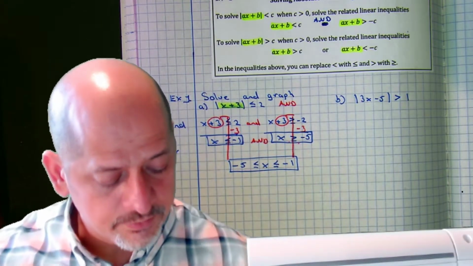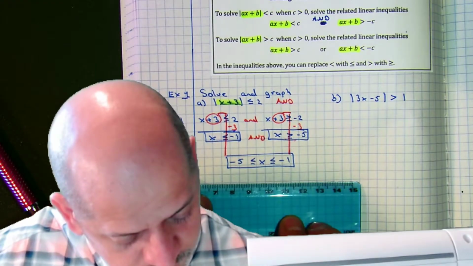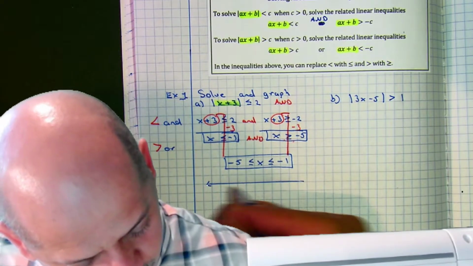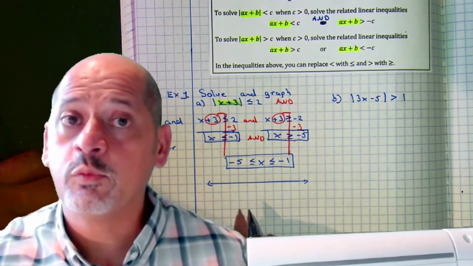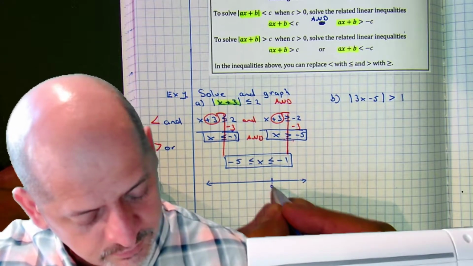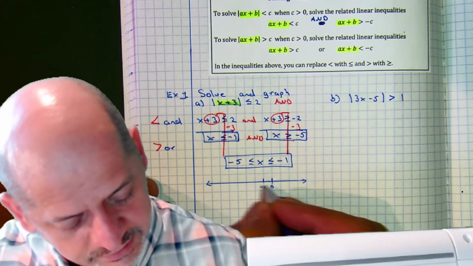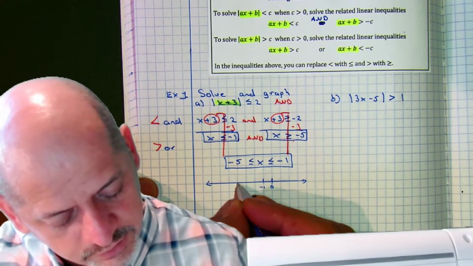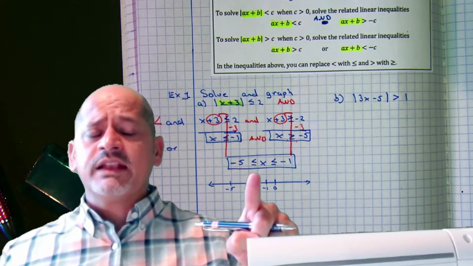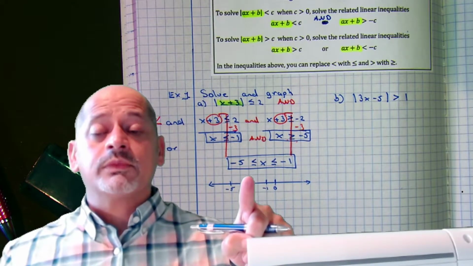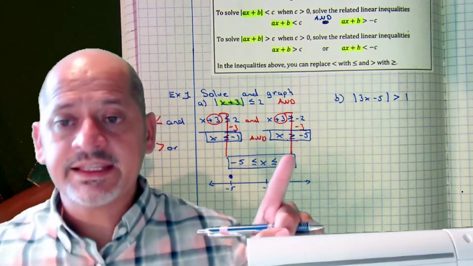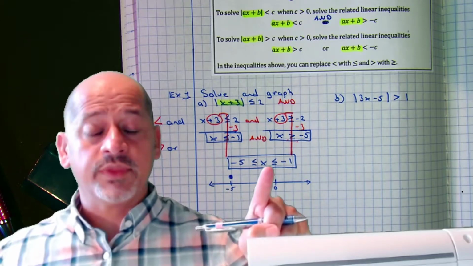Now let's go and graph it. I just need negative 1 and negative 5. So I'm going to place my 0 further to the right. Negative 1 will be here, and negative 2, negative 3, negative 4, negative 5 will be here. Then I need to decide, is negative 5 open or closed? Correct, that's going to be closed. Is negative 1 open or closed? That's also going to be closed.